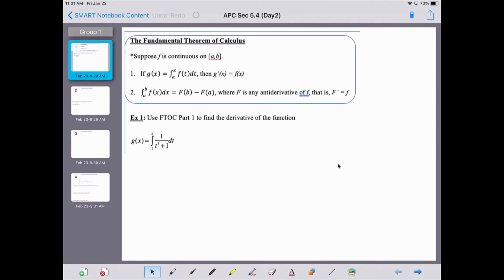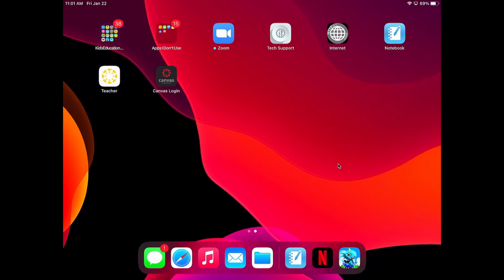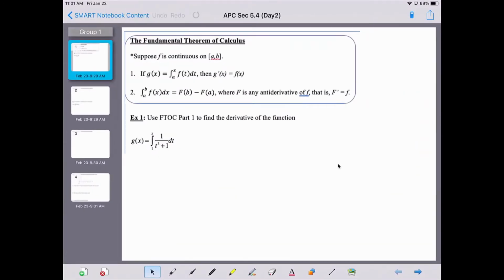So the fundamental theorem of calculus, part 1, we were talking about yesterday. It says, suppose f is continuous on the closed interval from a to b. If g of x is the integral from a to x of f of t dt, then the derivative of g, or g prime of x, is just equal to the function f of x.